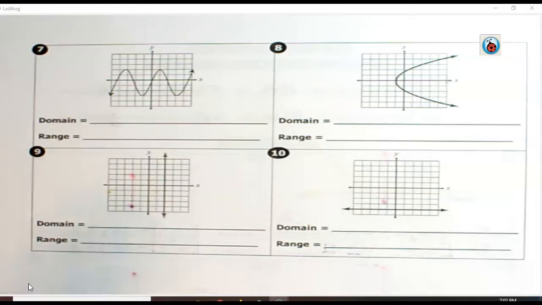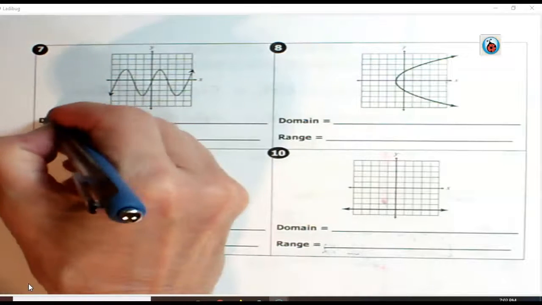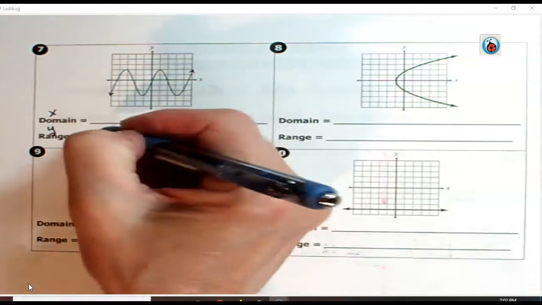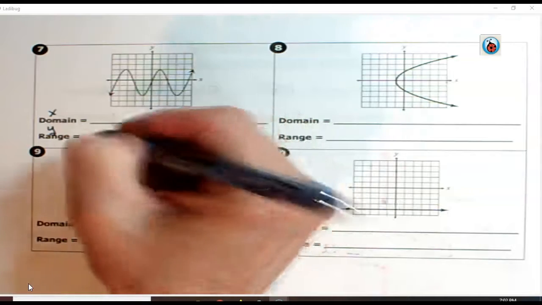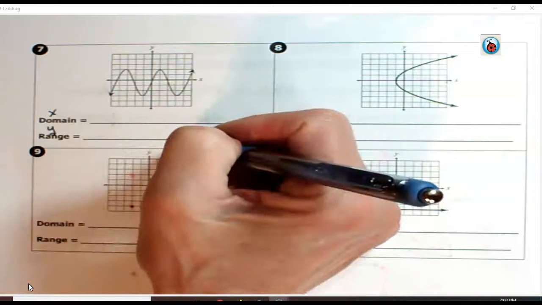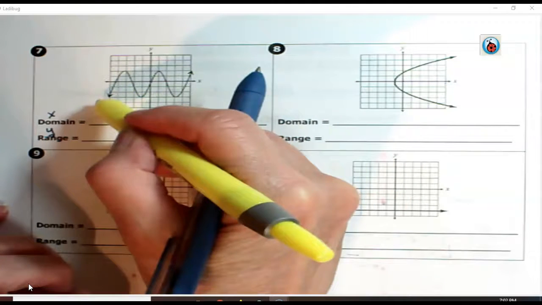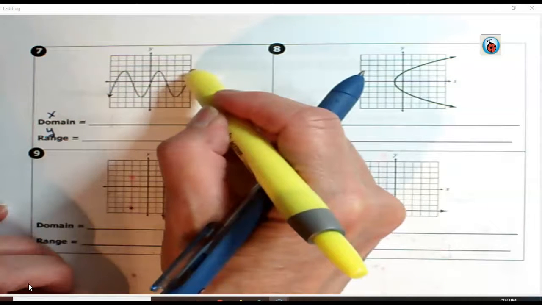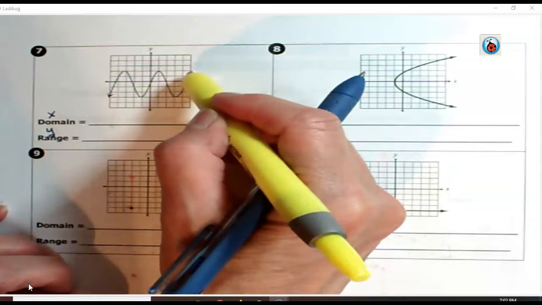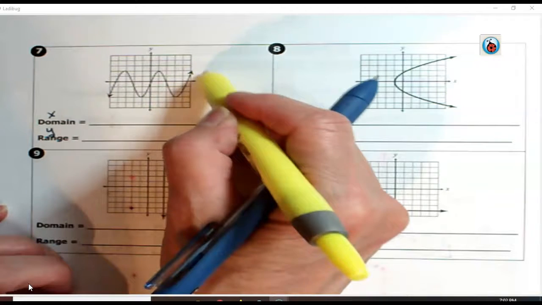Remember, domain is your X, range is your Y. Domain goes left and right, and range goes down and up. All right, so if I take a look here, here's my domain. I'm looking and I notice that there's arrows. Always pay attention to the arrows. So for the X's, it's going to keep on going.